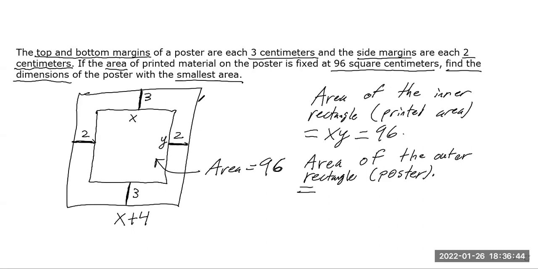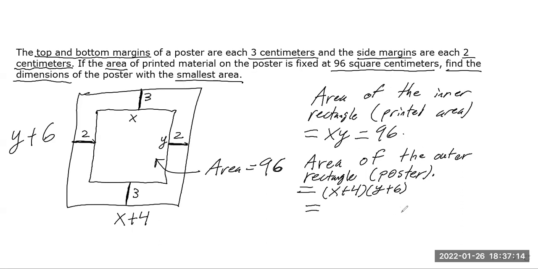Now, what about this side length that's going up and down? Well, I have the Y. I'm adding a 3 up here, but I'm also doing it down here. Take that together, I'm adding 6. And so the area of our outer rectangle, i.e. the entire poster, is X plus 4 times Y plus 6.